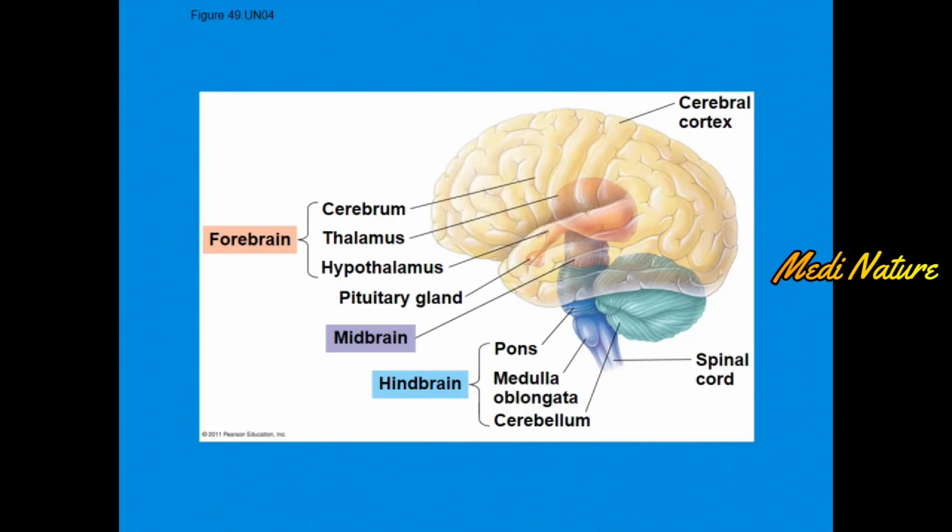In another way, the components of the brain also can be divided into three main regions called forebrain, midbrain, and hindbrain. So you can see the components of each region in this image.